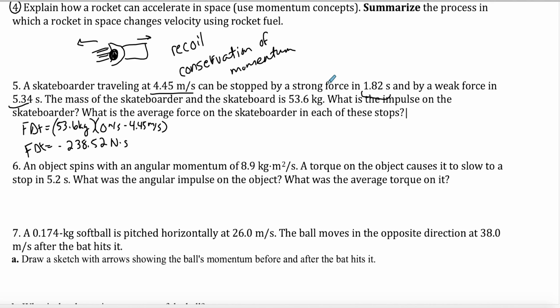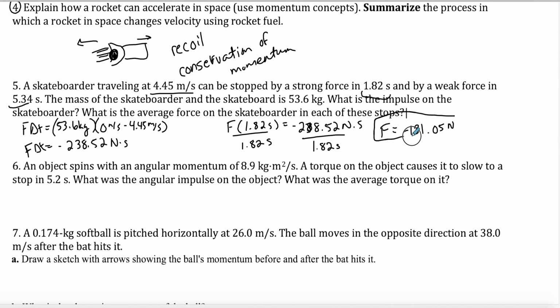Okay, so let's do the faster of the two stops right there. So F times 1.82 seconds is equal to negative 238.52 Newton seconds, divided by 1.82 seconds, and we get a force of negative 131.05 newtons, okay? So go ahead and get the other one. It's going to be a lot less than that because it's more of a gentle stop, okay? Because we're going to be dividing by 5.3 rather than 1.8.